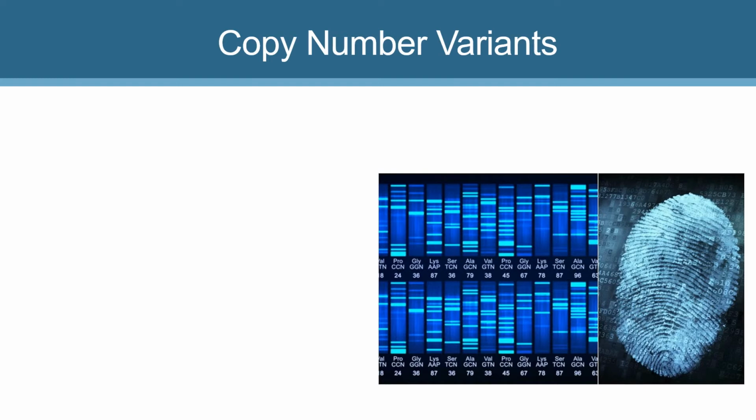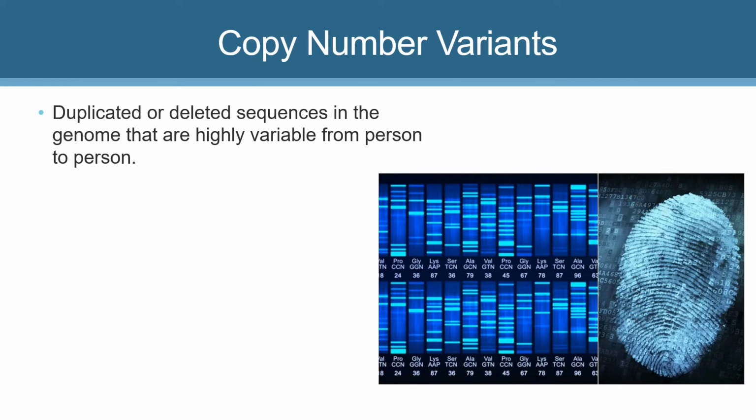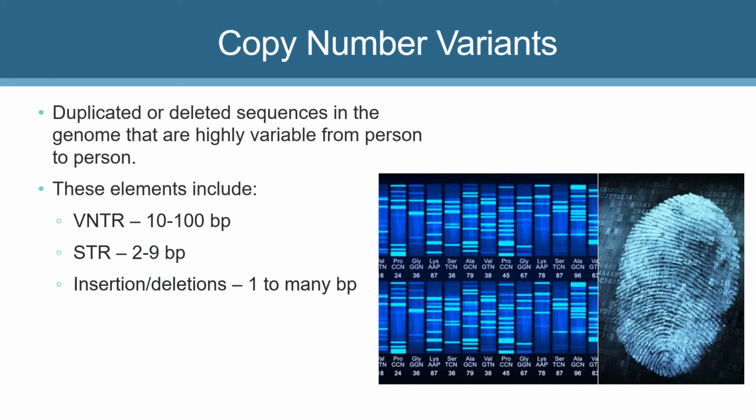Copy number variants are duplicated or deleted sequences in the genome that are highly variable from person to person. These elements can include variable number tandem repeats, or VNTRs, which are variable sequences from 10 to 100 base pairs long. They can include short tandem repeats, or STRs, which are repeated sequences from 2 to 9 base pairs long, or they can also include insertion and deletion polymorphisms, which can range from 1 to a whole lot of base pairs of sequence. These elements are fairly stably fixed throughout the genome, and their variability across individuals makes them ideal for their use in DNA fingerprinting.